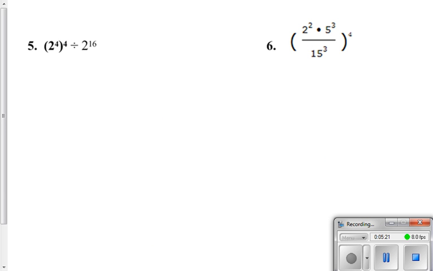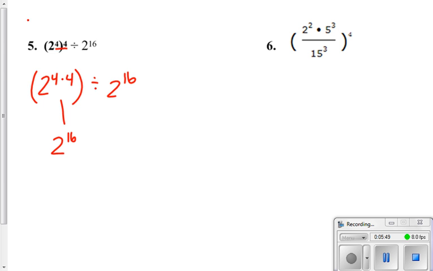Example 5, tying a couple lessons here together. We need to take care of order of operations, so take care of our exponents. Exponents meaning we would be taking care of that power to power. Power to power, we multiply. So we have 2 to the 4th. That is raised to the 4th power, so we're going to multiply it by 4. And then we are dividing by 2 to the 16th. So do all your computation. We would get 2 to the 16th here when we take a power to a power, and we are dividing it by 2 to the 16th.